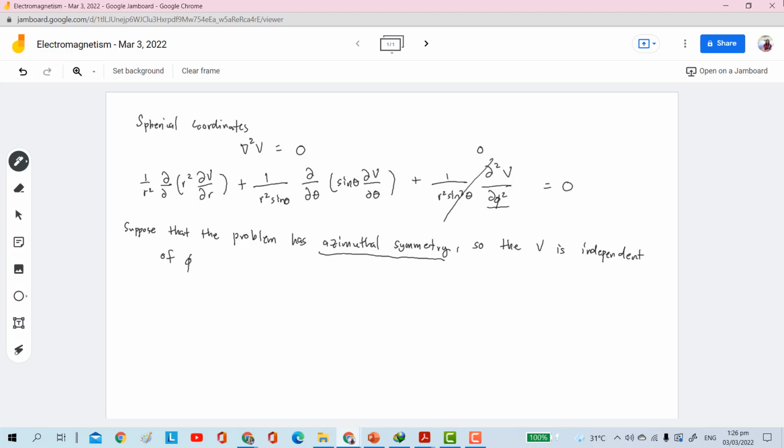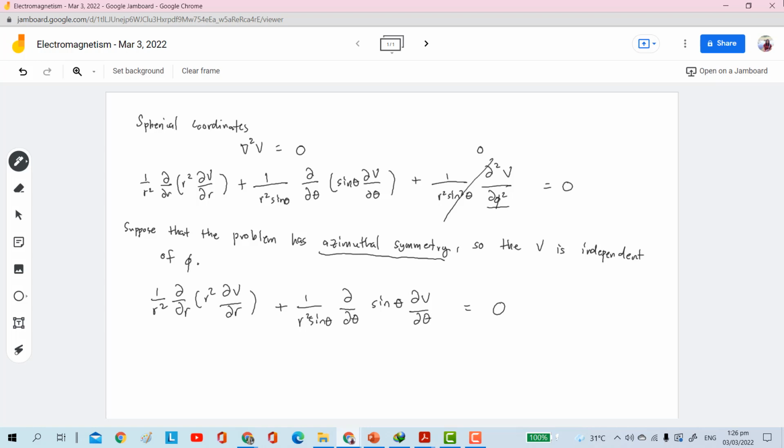So in that case, our Laplace equation will become, I will just copy that term: 1 over r squared, partial derivative of r squared multiplied by dV/dr with respect to r, plus 1 over r squared sine theta multiplied by the partial derivative of sine theta dV/d theta with respect to theta. This is the Laplace equation from earlier, and this is equal to 0.